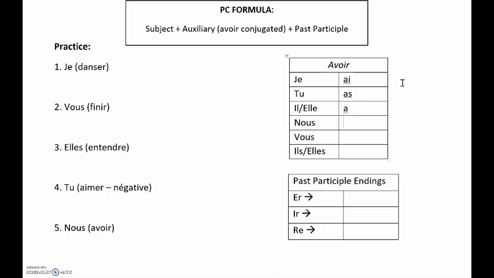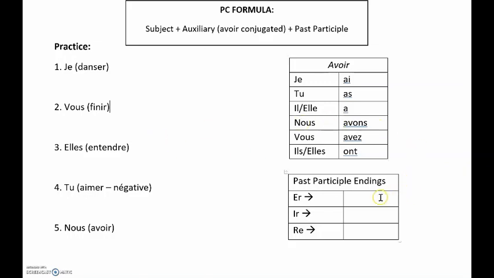If my subject is nous, avoir will become avons. If my subject is vous, avoir will become avez. And then if my subject is ils ou elles au pluriel, so talking about a group of guys or a group of girls, then avoir will change to ont. Okay, so that's the first piece that you should have completed to practice these questions.